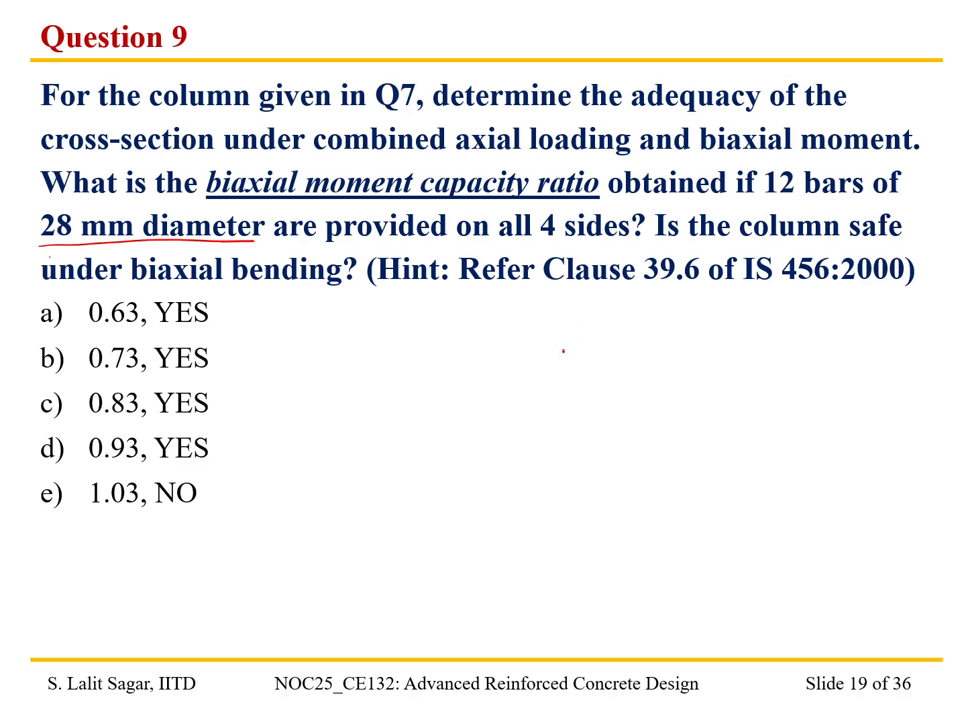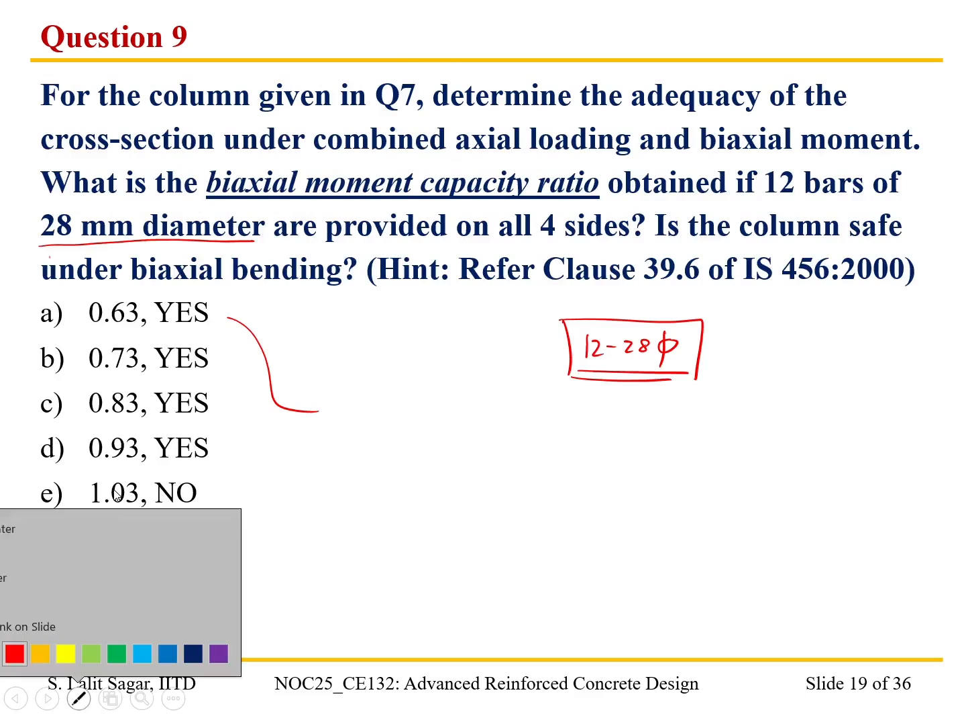I'm going to leave that as an assignment. You can solve the problem, and I'm going to provide the solution also. That will be 12 bars of 28 diameter, and the procedure is absolutely the same. Only the numerical values are going to change a bit, and the answer for this particular question would be, I'm going to write that value, it is 0.83, right?